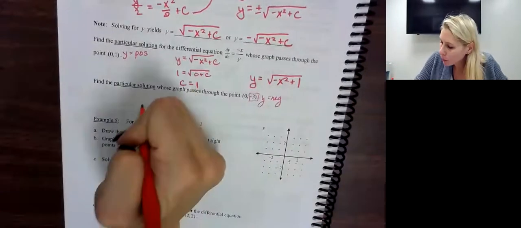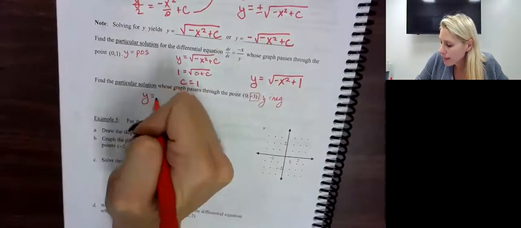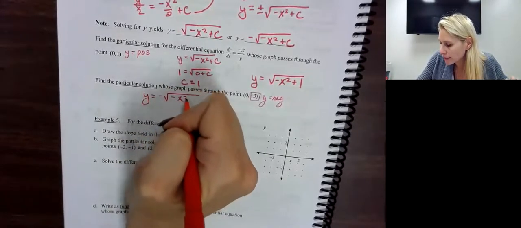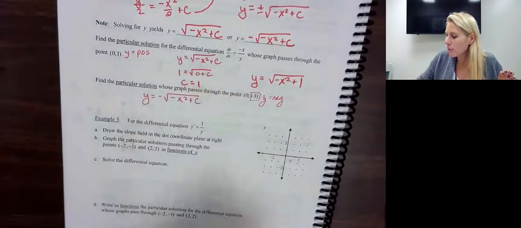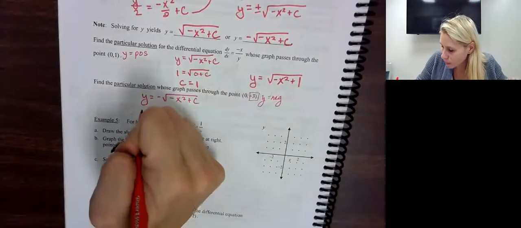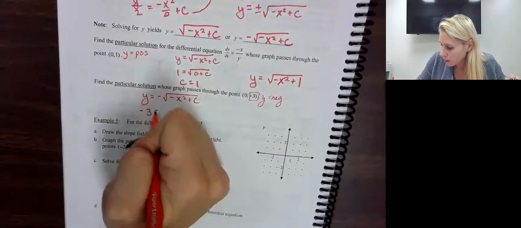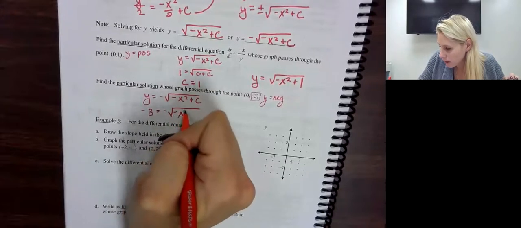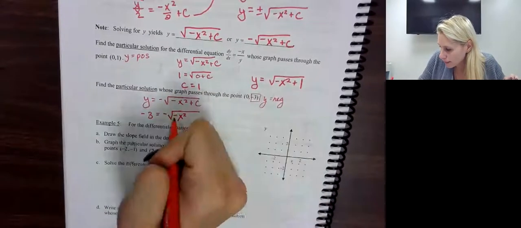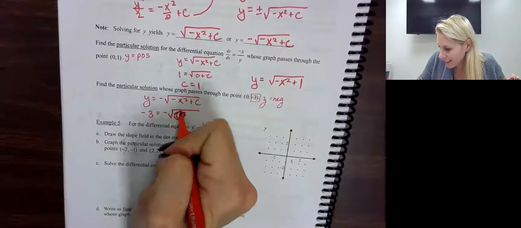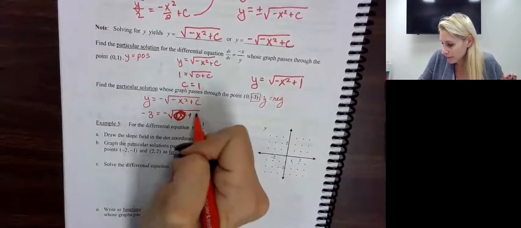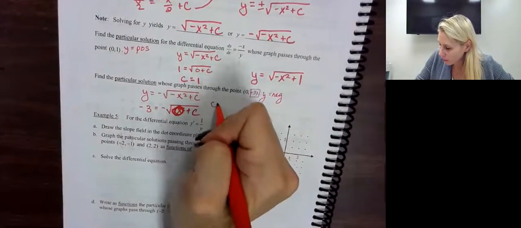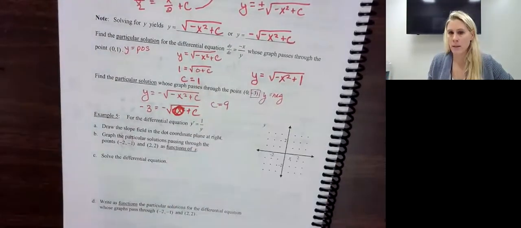So that means I'm going to use y equals negative square root of negative x squared plus c. Plug in my coordinate of 0, negative 3. So I get negative 3 equals negative square root of negative x squared, or nope, that's 0, right? 0 plus c. That means c must be the value of 9.